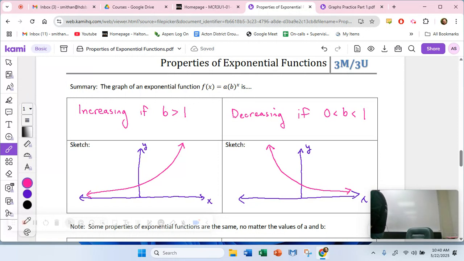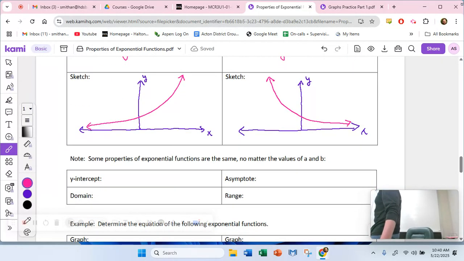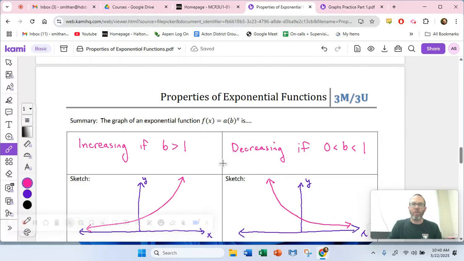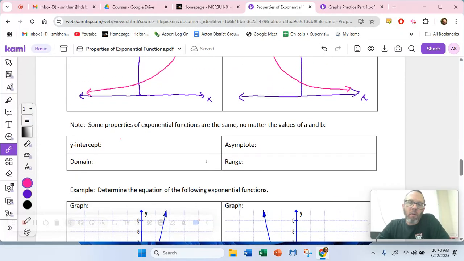Now, other properties are the exact same, no matter what the values of a and b. Some of them depend, though. So let's just have a team talk. The y-intercept of any of these exponential functions we saw was simply whatever a was. The y-intercept is always (0, a). So that's nice. You see an equation, you automatically know where you start, at that value of a. And then the others are the same, no matter what. The asymptote, our graph always leveled off at 0, either left or right.